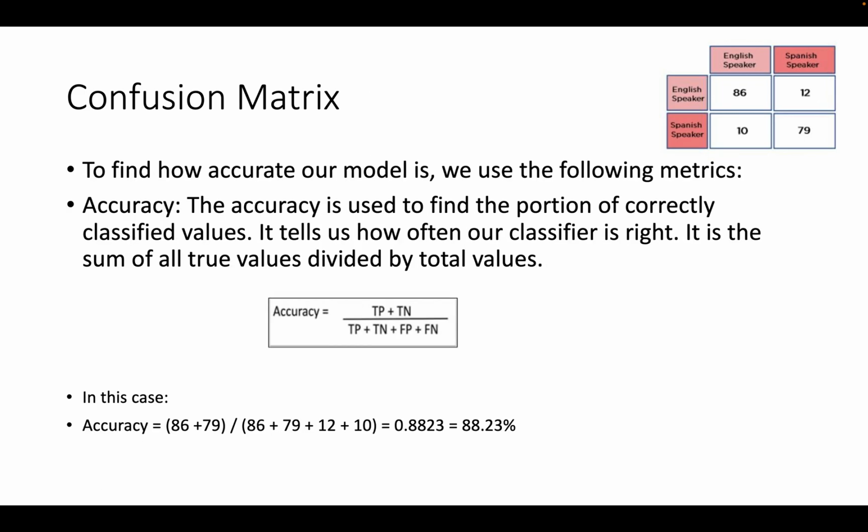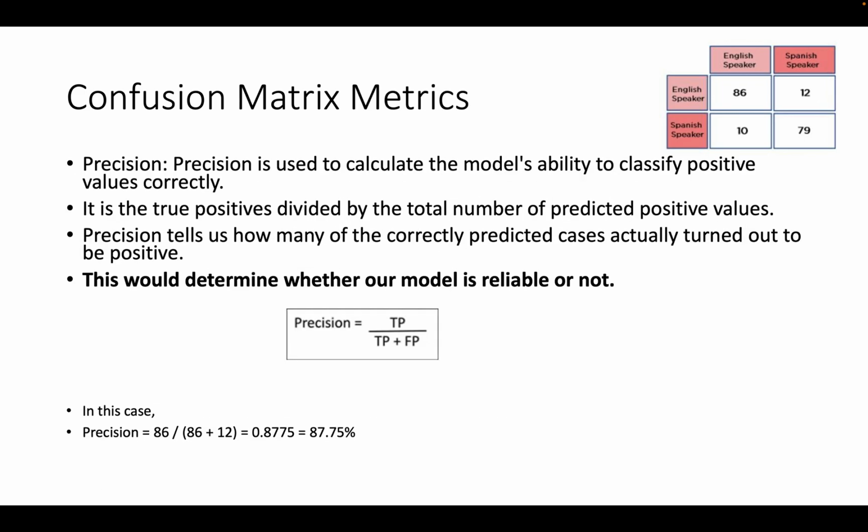Now, accuracy हो गया. Now precision. Precision is used to calculate the model's ability to classify positive values. ठीक है. It is true positives divided by total number of predicted positive values. Precision tells us how many of the correctly predicted cases actually turned out to be positive. तो precision क्या है? True positive upon true positive plus false positive. तो total positive values, true positive divided by total positives. ठीक है. 86 plus 12, 87.5%. Precision इतना है.